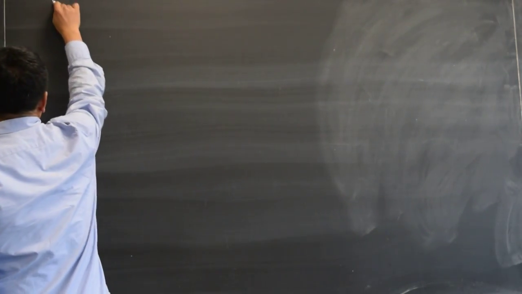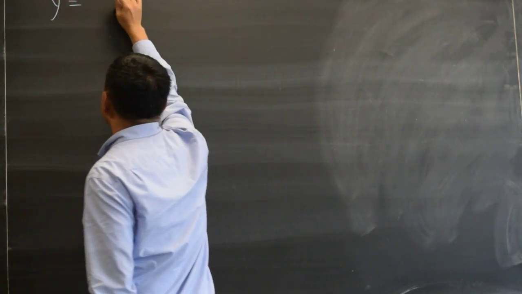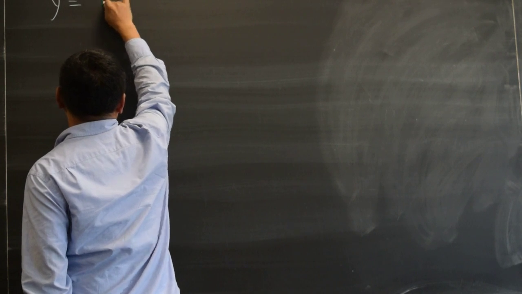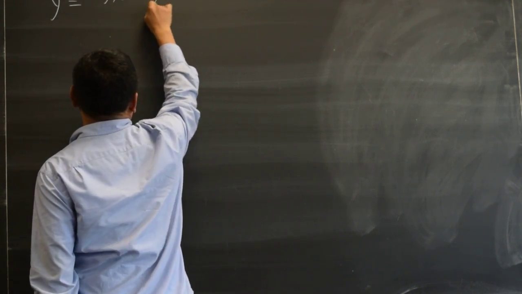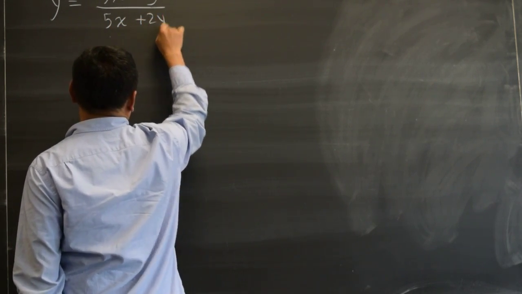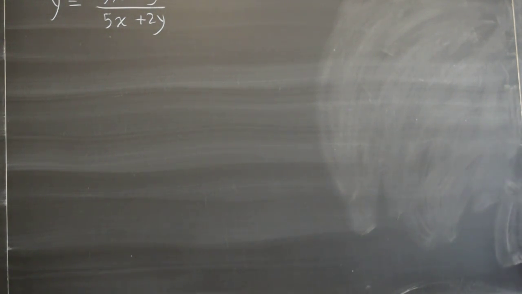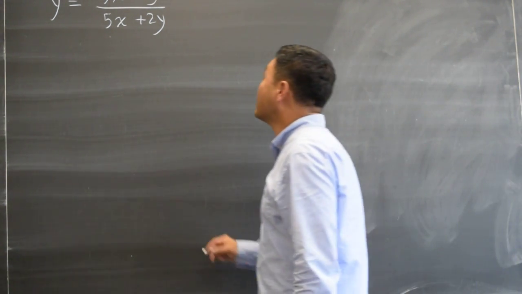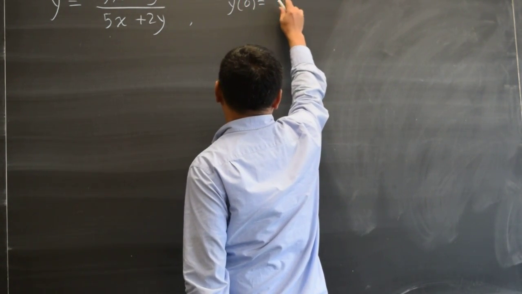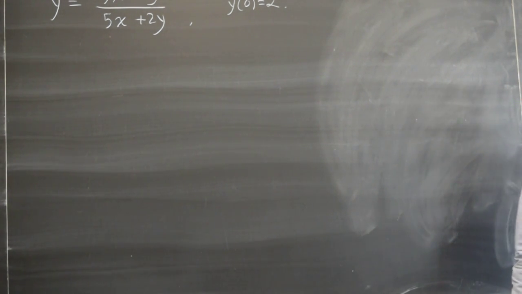So here's an example of a homogeneous differential equation. Say you have y prime equals 3x minus 5y over 5x plus 2y. And let's also assume that y of 0 is 2. Let's try to solve this differential equation.